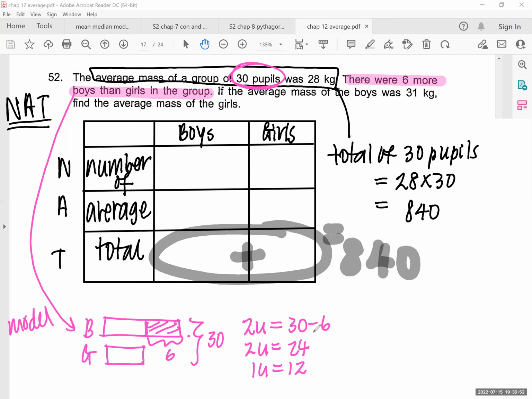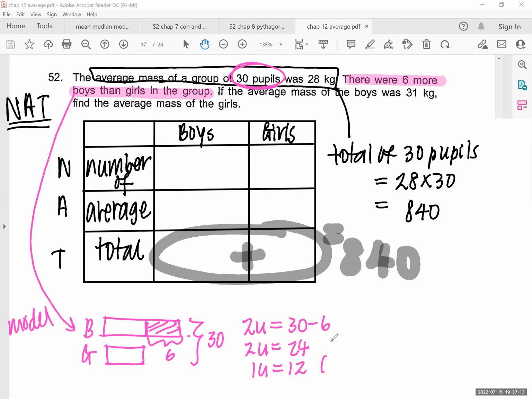I can find a lot of information already. I can find what? Total for girls. Total for girls, not total for girls. Must be very clear. What is this 12 referring to? One unit is 12.